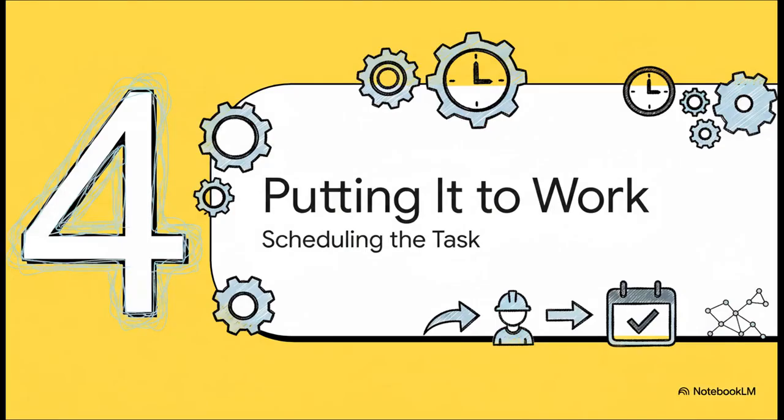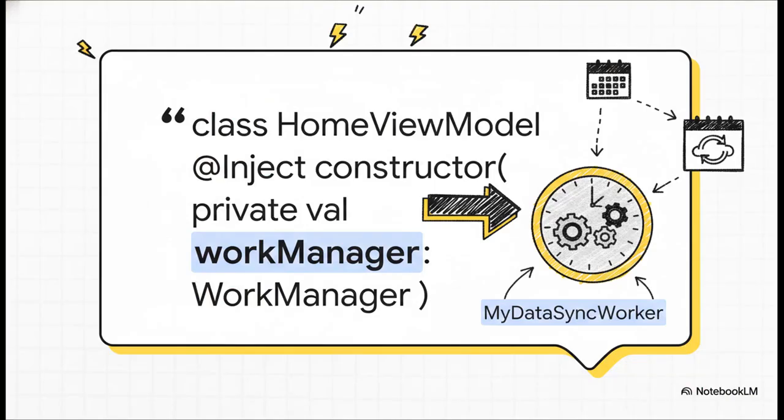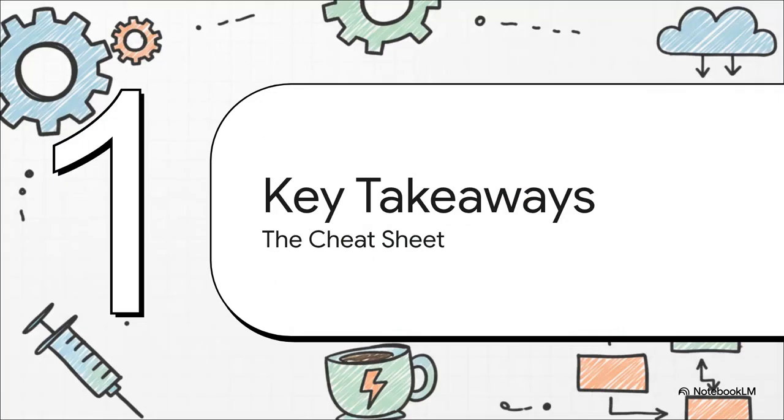Okay, deep breath. All that setup is done. Now we get to see the payoff. Let's look at just how ridiculously easy it is to actually schedule our new supercharged worker. And would you look at that? Inside our HomeViewModel, which is also managed by Hilt, we can now just inject the WorkManager instance itself. How cool is that? From this point on, it's just plain old WorkManager code. You build a request for our MyDataSyncWorker, you enqueue it, and you're done. All that configuration work just melts away into this one beautiful, simple piece of code. It just works.